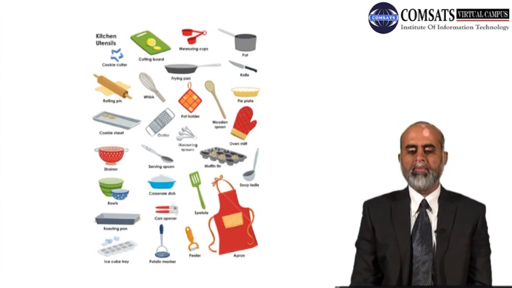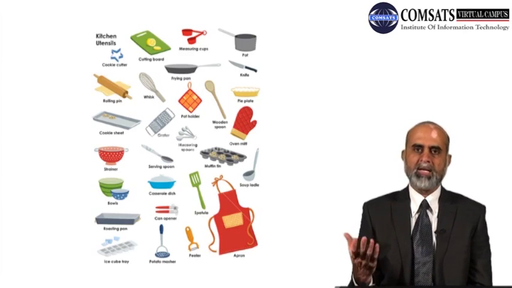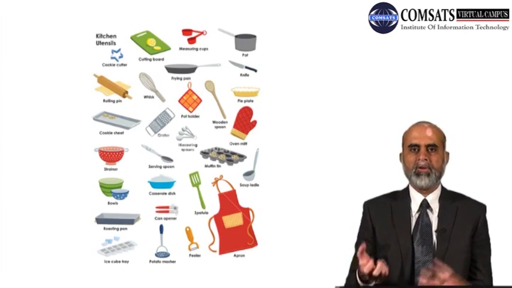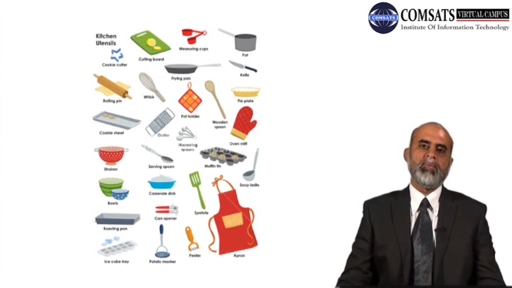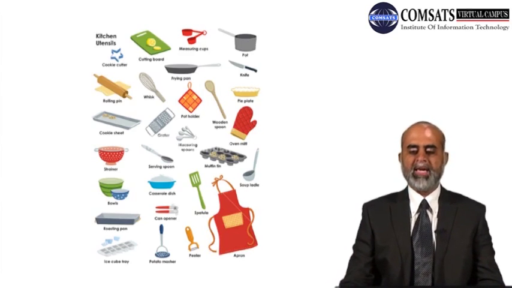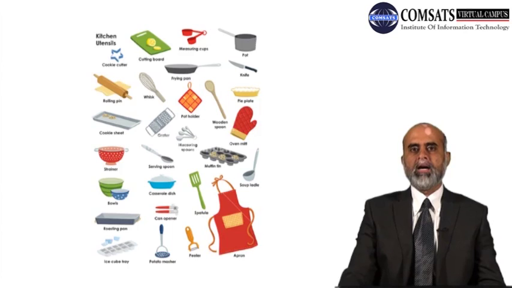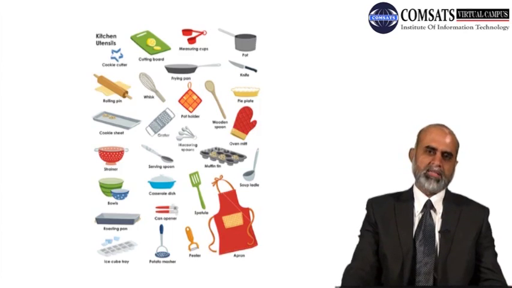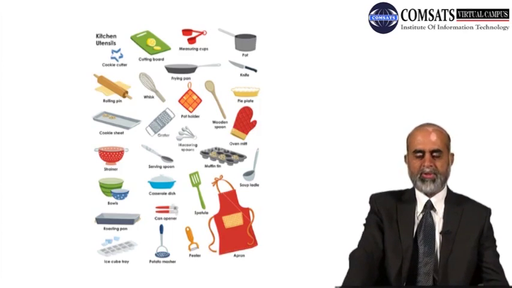Then you have an oven mitt. An oven mitt is just like a glove, and it is used in order to put or replace very hot objects inside the oven in order to protect your hands.